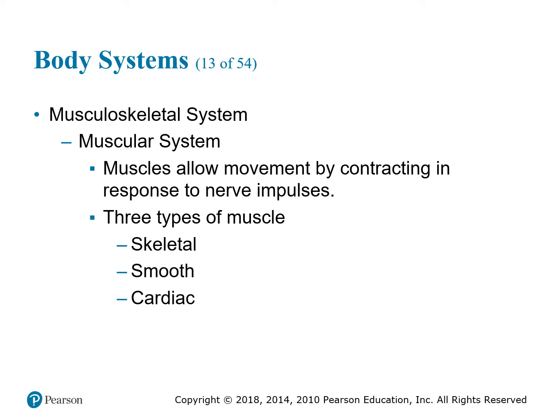Now, the muscular system. The muscles allow movement from contracting and relaxing, which is generated by nerve impulses from our body. We have three different types of muscle: skeletal, smooth, and cardiac muscle. What you need to know is that skeletal muscle is voluntary. You have control over that.